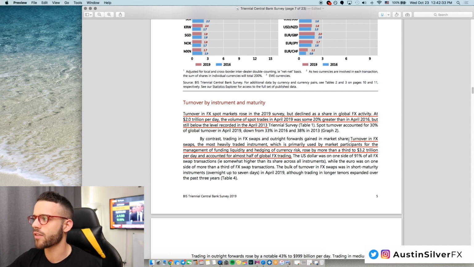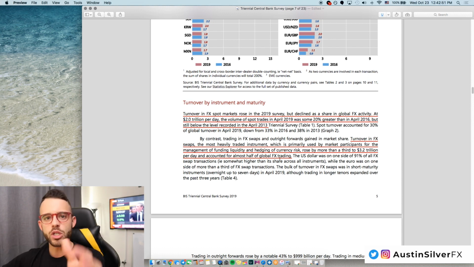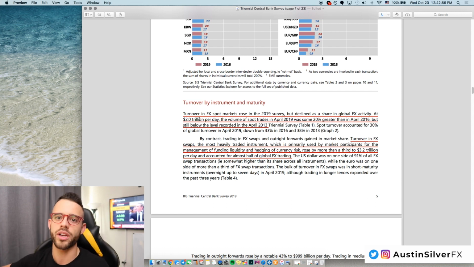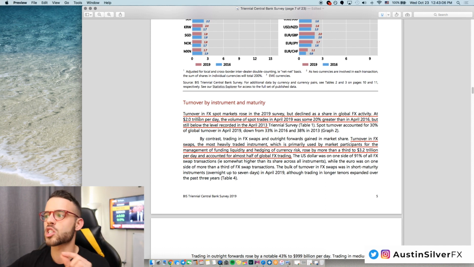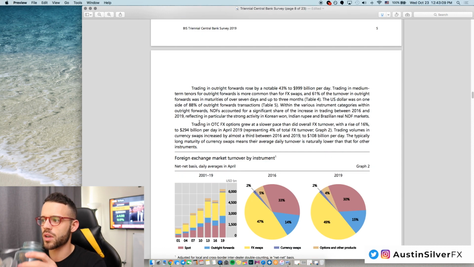Because if you read the second paragraph, turnover in swaps, the most heavily traded instrument, which is being used by market participants for management of funding liquidity and hedging currency risk, this rose by more than a third to $3.2 trillion per day. And that's almost half of global trading every single day. So while the whole market is 6.6 trillion, between us on retail side, that's only about $2 trillion a day. Still larger than the stock market, but not the full 6.6. The majority of the 6.6 trillion comes from the swap market, not the spot market. And we are in the spot market. Write that down. I know it can be confusing.